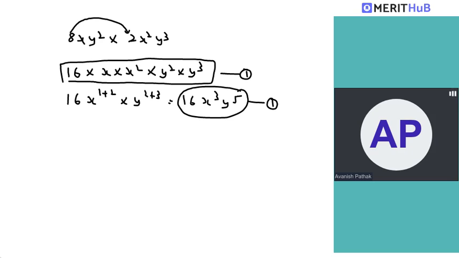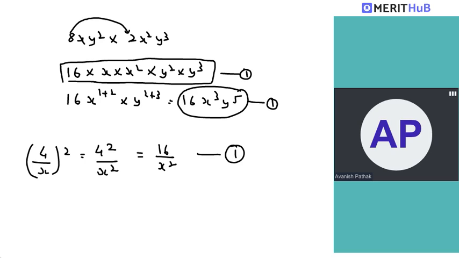Now moving ahead with the brackets part and simplification part. Suppose I have to write 4 by x, whole squared. I can write the numerator squared individually, which is 4 square, and then the denominator squared, which is x square. So the correct answer has to be 16 by x square, and you get one full mark for writing this answer correctly.